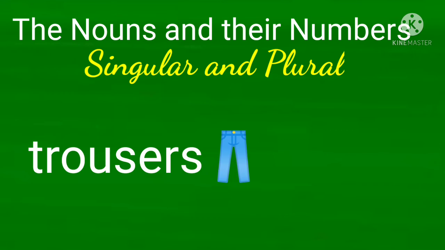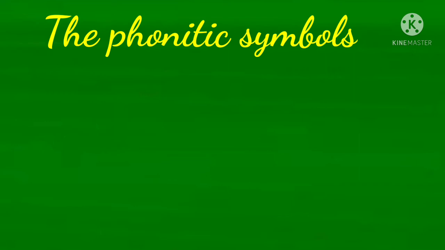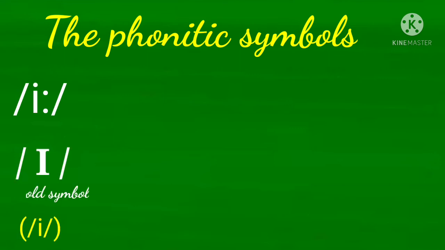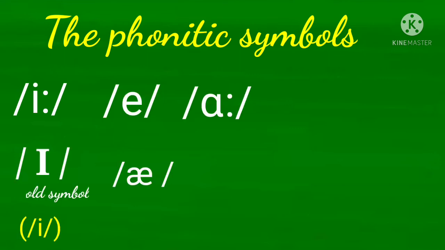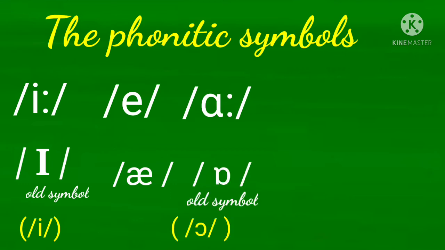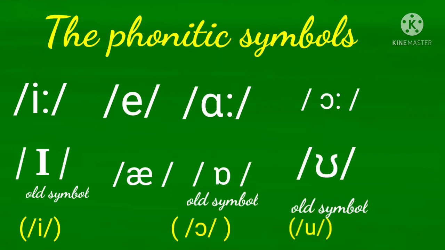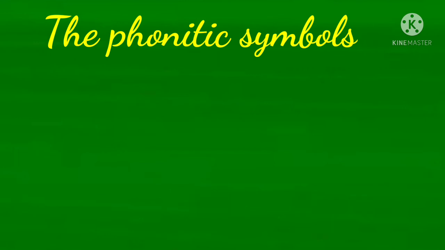Okay, now let me stop the study of singular and plural and come to the concluding part, namely the phonetic symbols. We have already studied some 8 symbols. You remember them? E, I, A, O, U.